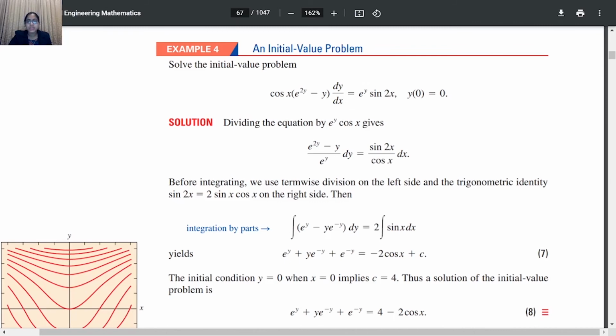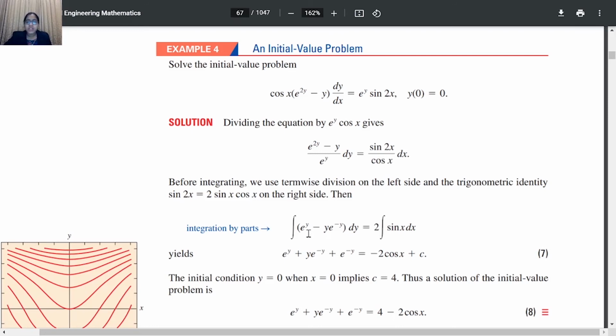So I'll get e raised to 2y minus y divided by e raised to y into dy is equal to sin 2x by cos x into dx, and this is an initial value, that is y of 0 is equal to 0. So we can find the integrating constant. What we are going to do is simplify it. This is nothing but e raised to y minus y into e raised to minus y, and sin 2x can be written as 2 sin x cos x, so cos x will get cancelled. So the integration becomes much easier.